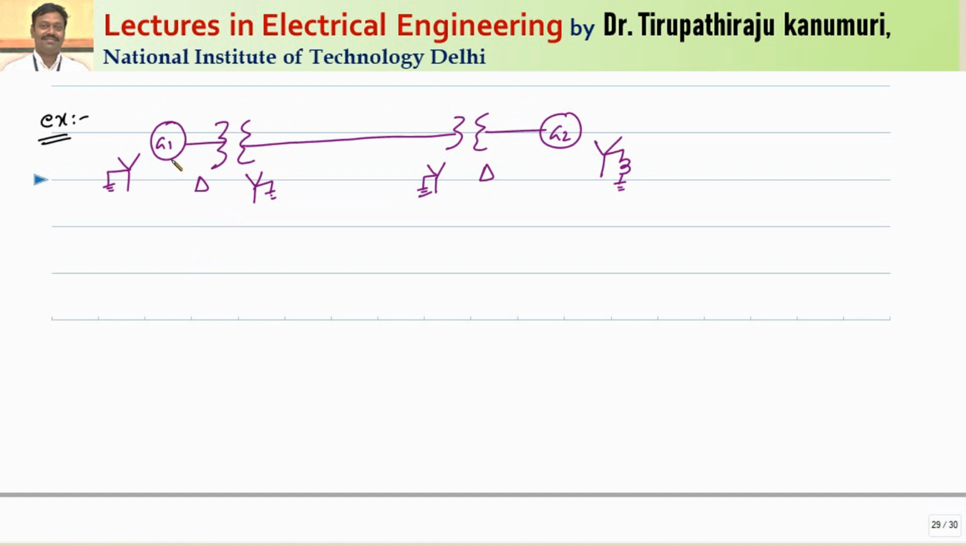So there is a generator. This generator is star connected with the neutral grounded. So let us assume I am representing this generator's zero sequence impedance as Z0G1. As it is a star connection, it will be directly connected. That means it is a closed circuit. So this is directly closed.